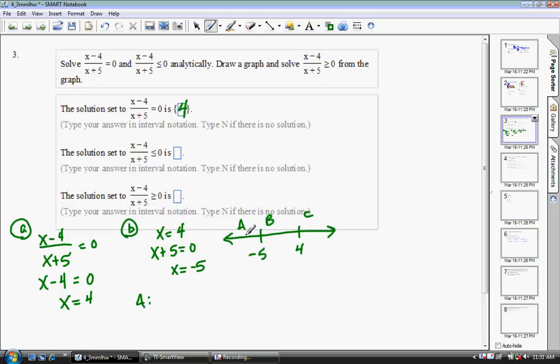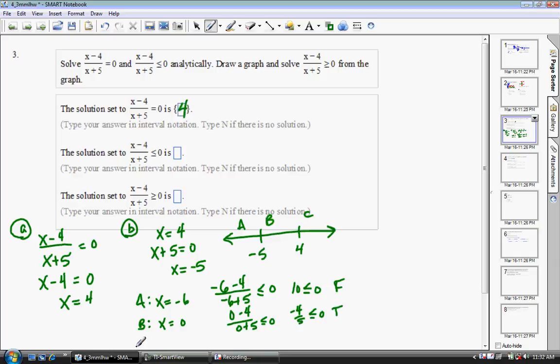Out of region A, we can test a number that's less than negative 5, say negative 6. So we would have (negative 6 minus 4) over (negative 6 plus 5). Is that less than or equal to 0? That would be negative 10 over negative 1, which is 10, which is not less than or equal to 0. Out of region B, we need a number between negative 5 and 4, so we can choose 0. Is (0 minus 4) over (0 plus 5) less than or equal to 0? Yes, because that would be negative 4/5, which is less than or equal to 0.